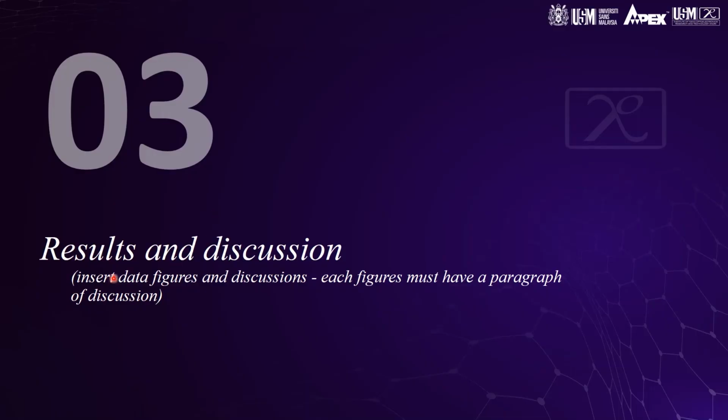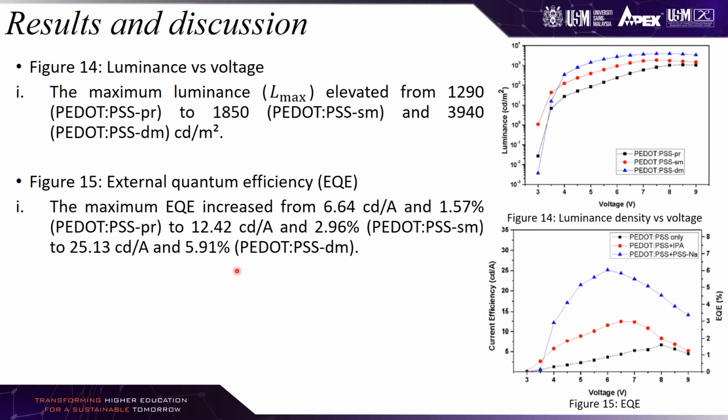Results and discussion for journal 3. Figure 14, luminance versus voltage. The maximum luminance, Lmax, elevated from 1290 with PEDOT:PSS-PR to 1850 for PEDOT:PSS-SM and 3940 for PEDOT:PSS-DM.